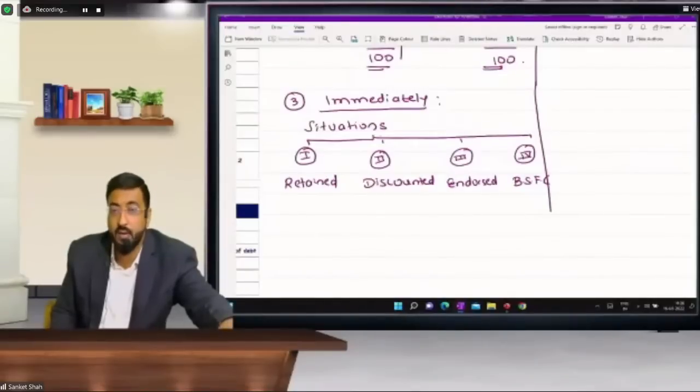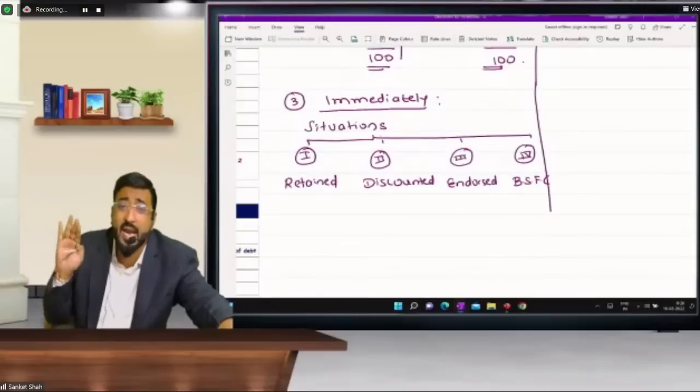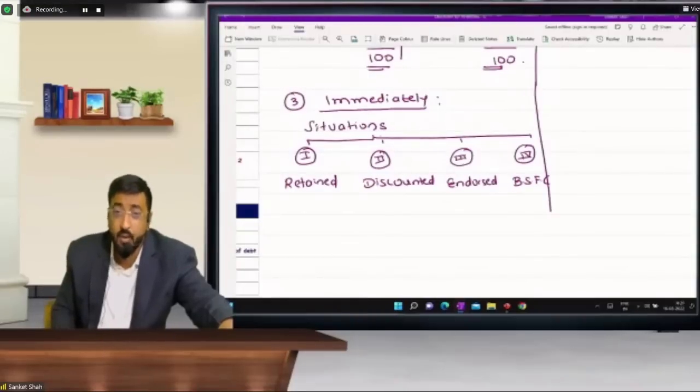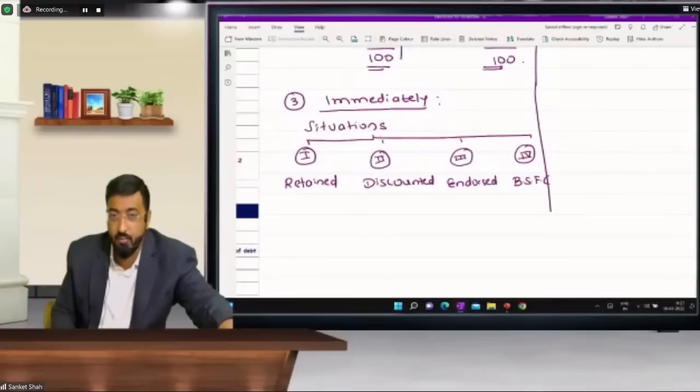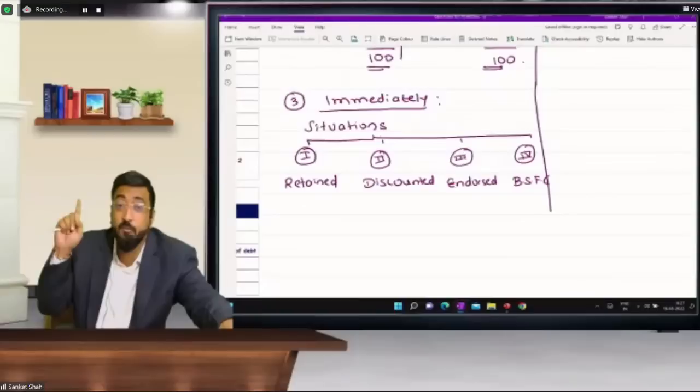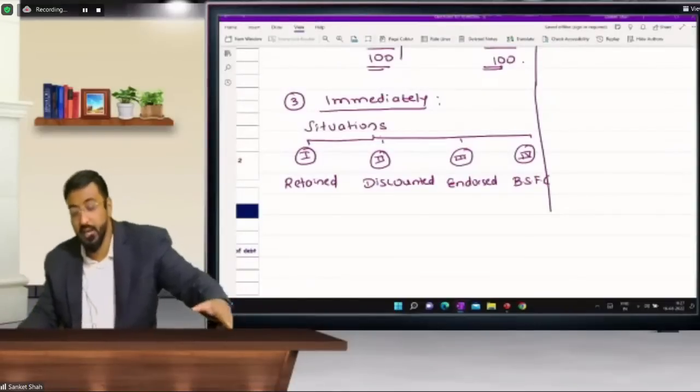What treatment Y has done with these bills? Number 1, Y is going to retain that bill. Y is discounting that bill. Third one, Y endorse that bill. 4, Y bill sent for collection. Okay, so how many situations?